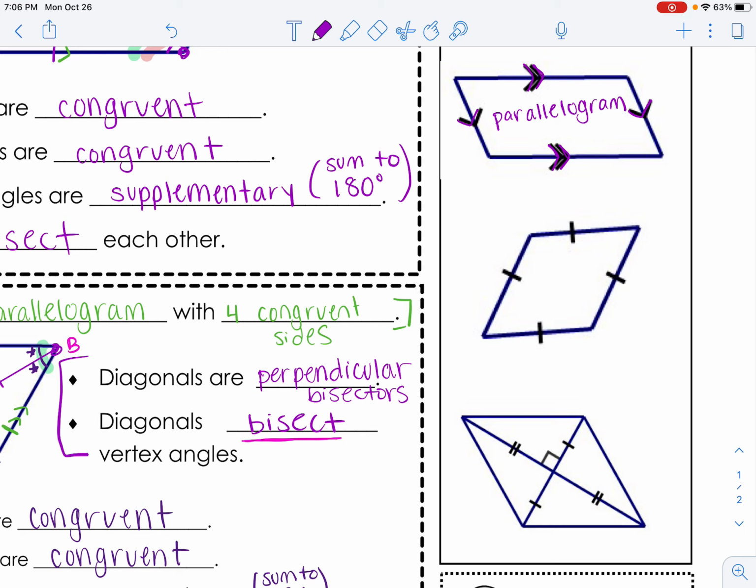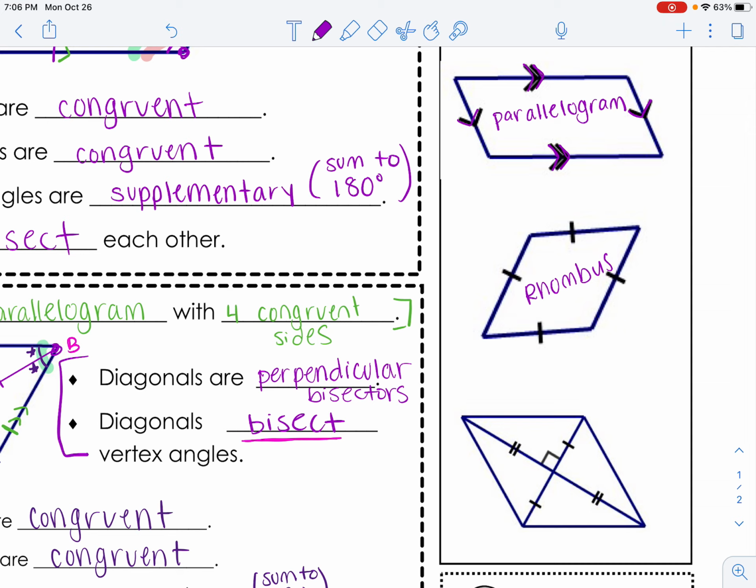Now this next one, I have four congruent sides. 1, 2, 3, 4. What could that one be? If you said a rhombus, you are correct. Oops, and I spelled rhombus wrong. Rhombus.